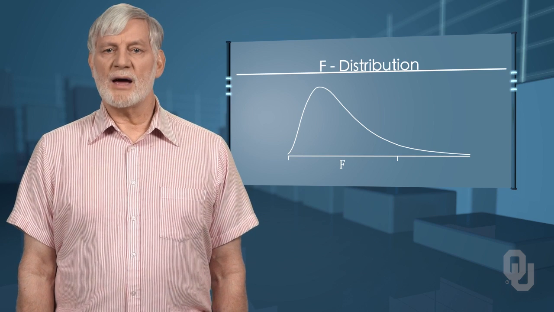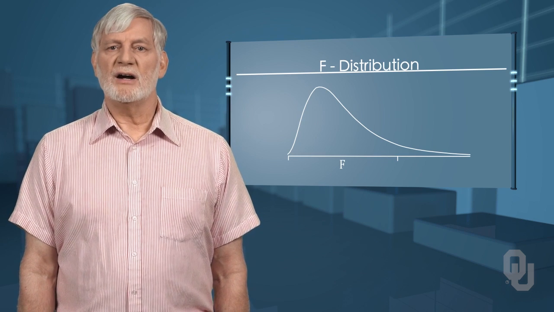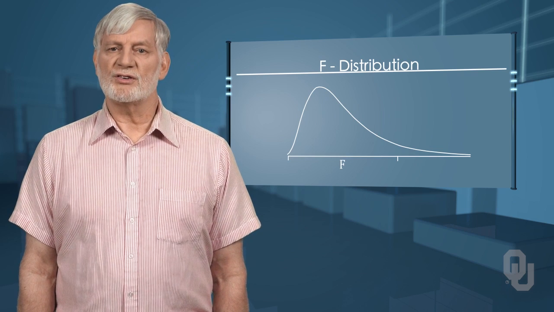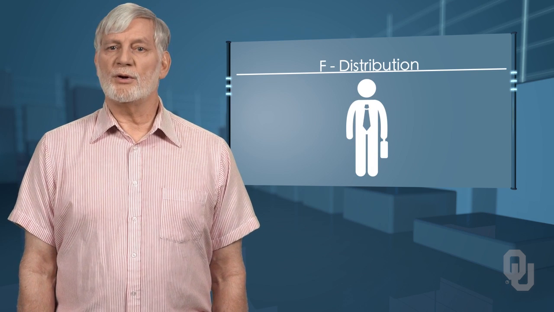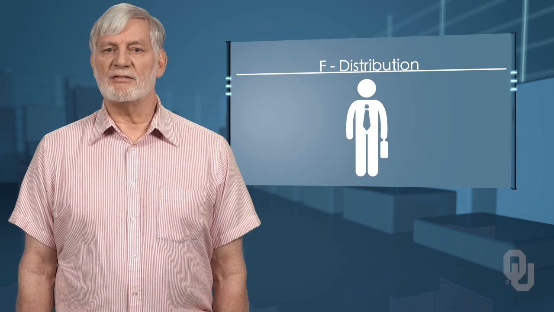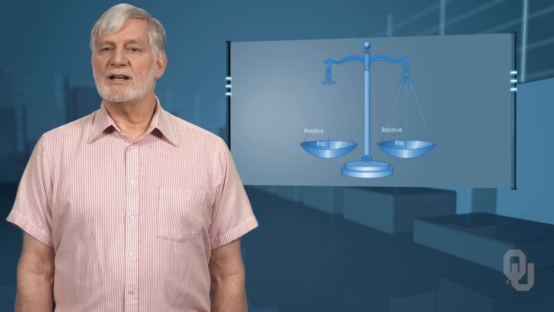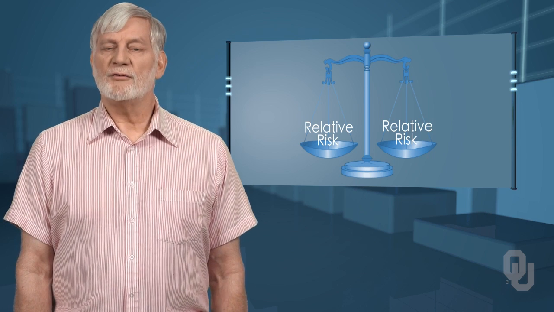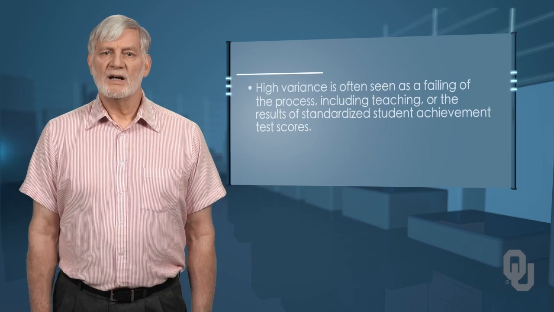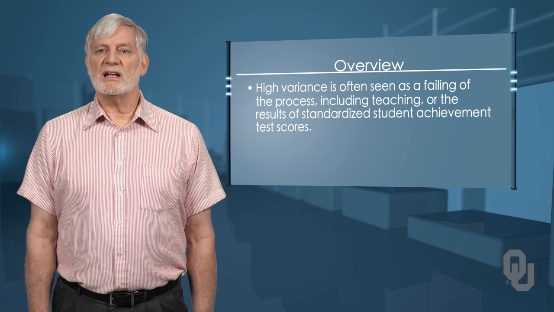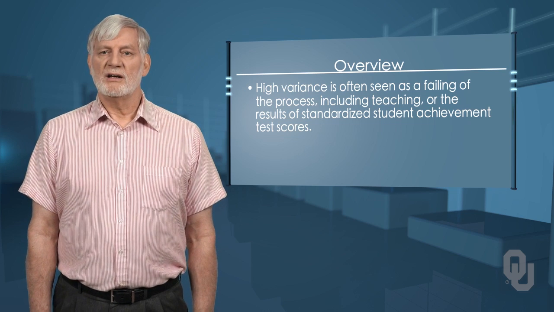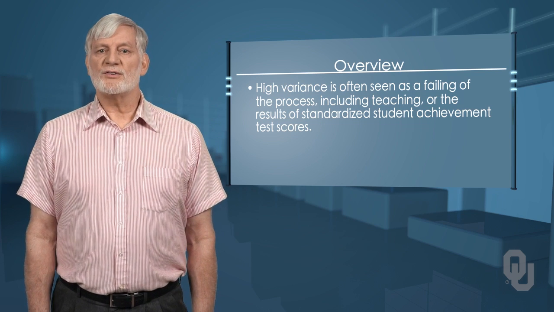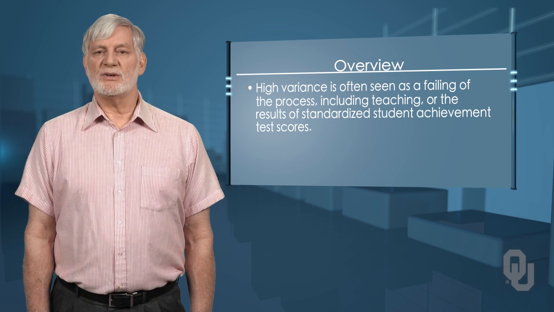There are any number of examples where we want to compare the variances of two distributions. In our example of the portfolio fund manager in Unit 11, the problem could have been cast as a comparison of the relative risk, read variance, of two competing investment funds. High variance is often seen as a failing of the process, including teaching, or the results of standardized student achievement test scores.